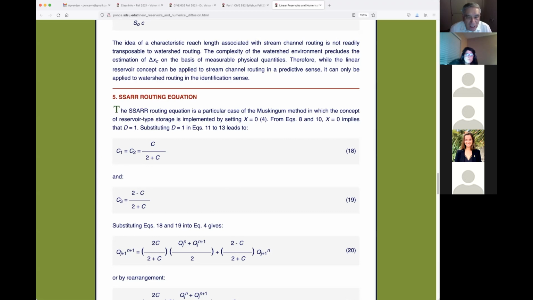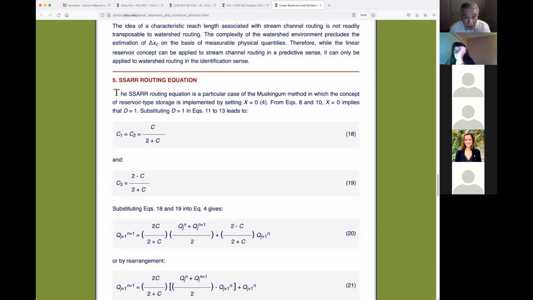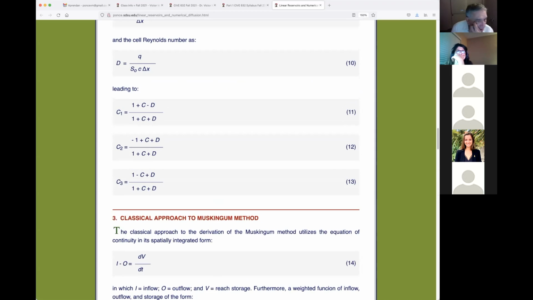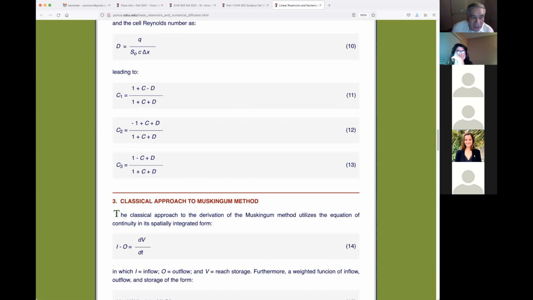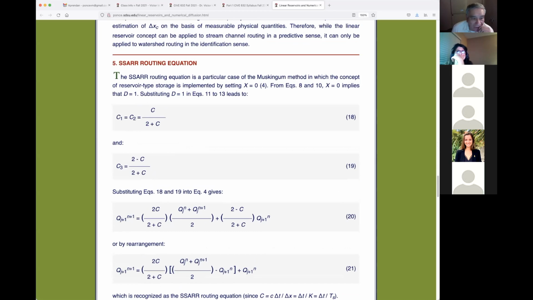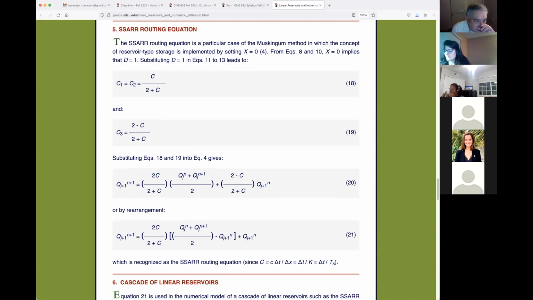So what we have in here is that when x is equal to 0, it immediately implies that RD is equal to 1. So when we substitute RD equal to 1, that is like D does not exist, and therefore we get C1, C2, and C3. In this particular case, C1 is equal to C2, equal to C over 2 plus C. There's no D there. The D has been confounded with the 2. The 2 is 2 because it's 1 plus D with D equal to 1. And the C3 is a little bit different.